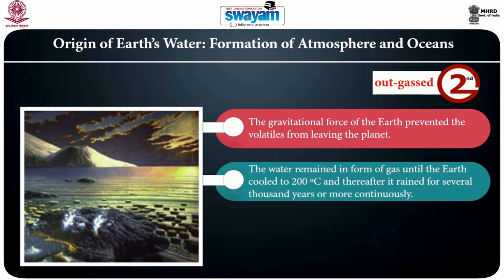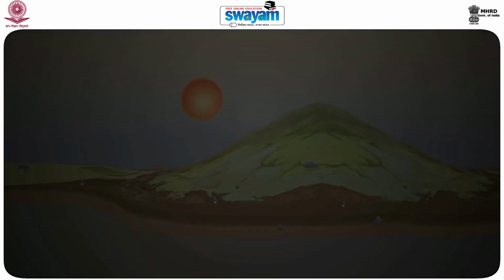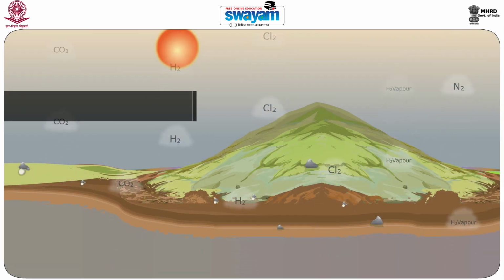The water remained in the form of gas until Earth cooled to 100 degrees centigrade, and thereafter it rained continuously for several thousand years or more. As the water drained into the great hollows in the Earth's surface, the primitive ocean came into existence. Thus, the Earth's ocean and atmosphere formed in three major steps.